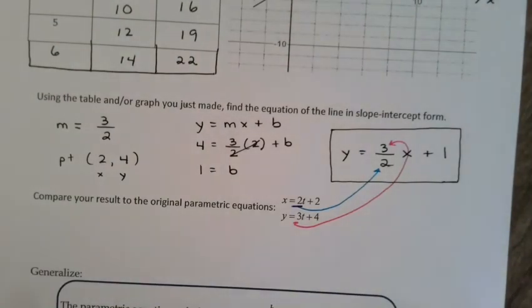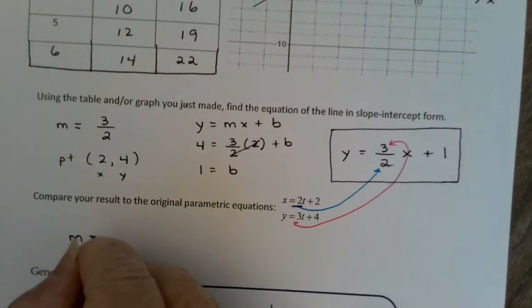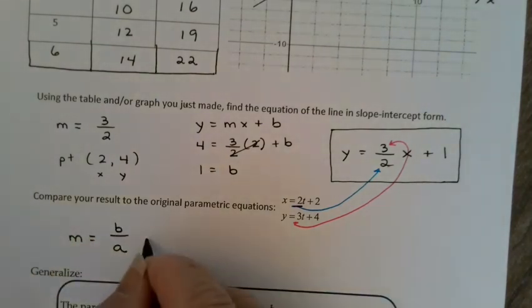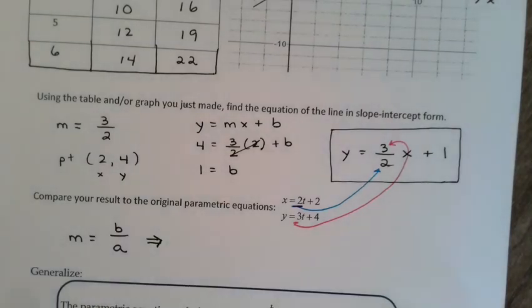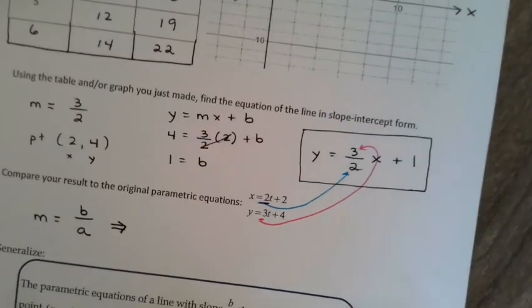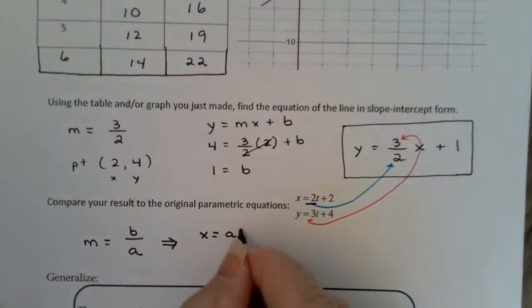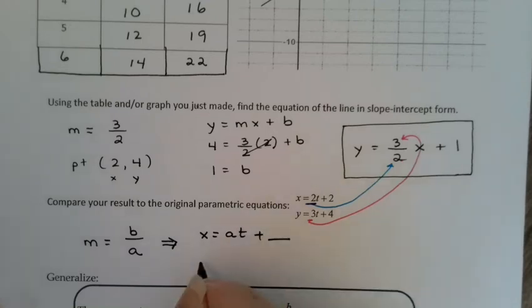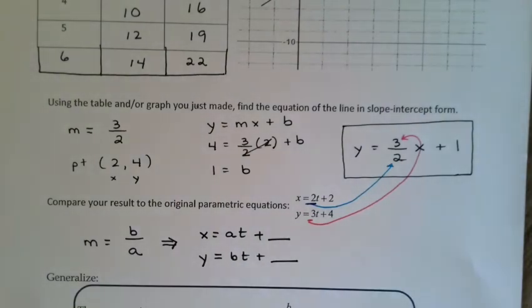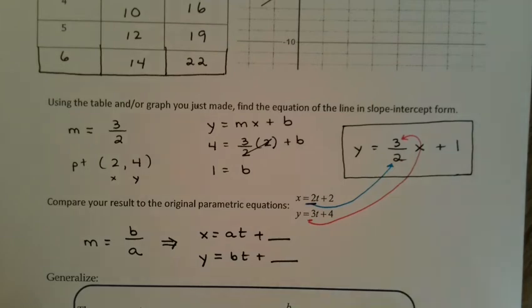So I'm just going to say, if the slope can be written as b over a, then it must be true that in the original parametric equations, x was at plus something, and y was bt plus something. Okay? What is that something?